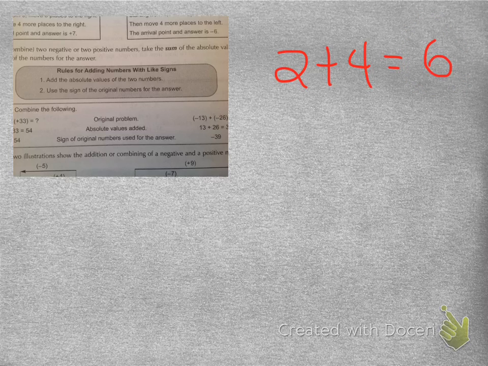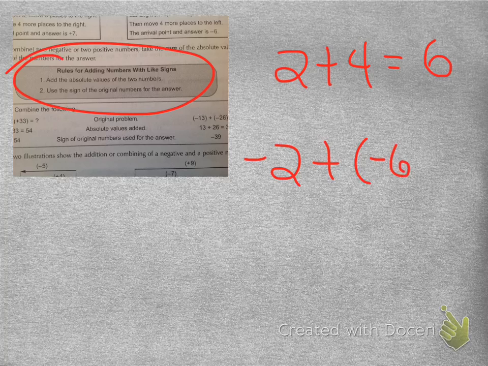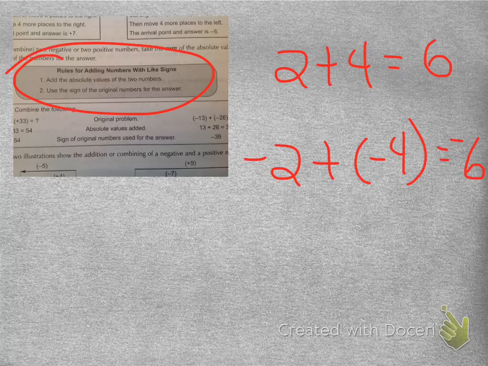Okay. So number 1, add the absolute value of the two numbers. And then 2, that's what it says right in here. Use the sign of the original numbers for your answer. And so let's put, if they're both negative, negative 2 plus negative 4, we just add their absolute values. That's going to be a positive 2 and a positive 4 makes 6. But since they're both negative, you're going to get a negative. Okay? All right. And so here's an example.